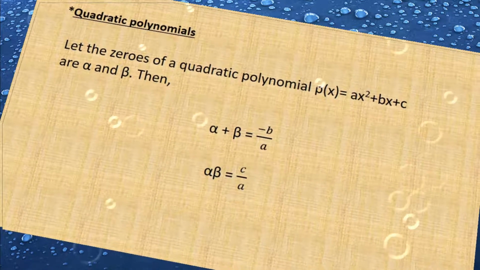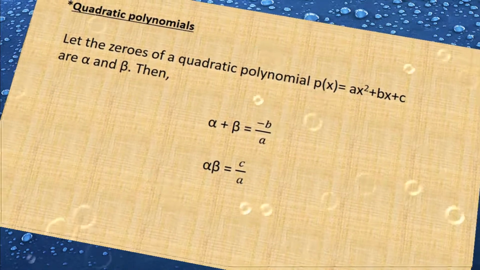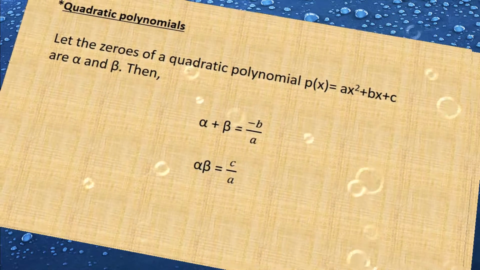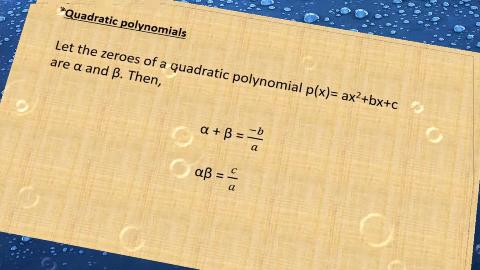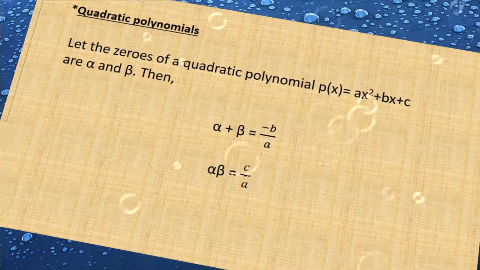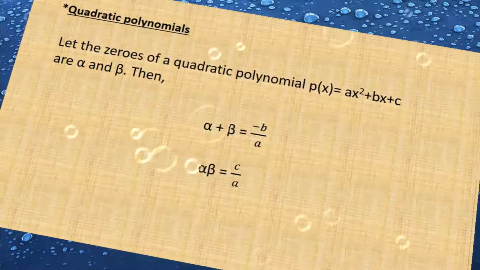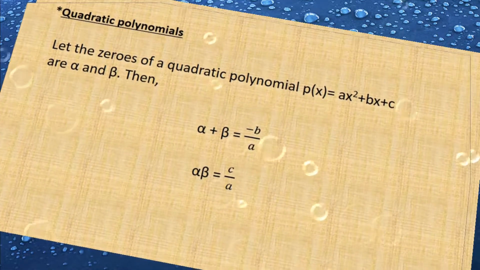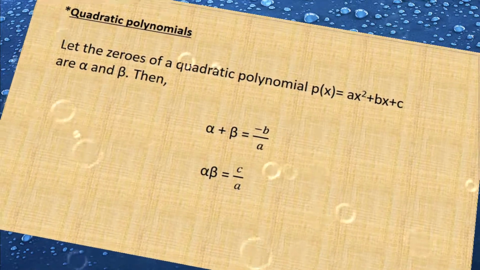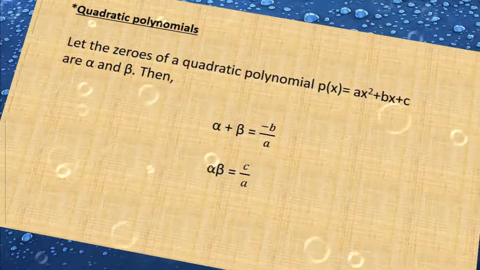Okay, in the last lesson we were discussing the relationship between zeros and the coefficients of a second degree polynomial. We discussed the relation that the sum of the zeros is equal to minus b by a, and the product of the zeros is equal to c by a. Today we will discuss some other idea to find the zeros of a second degree polynomial. Is there any other method to find the zeros of a second degree polynomial?